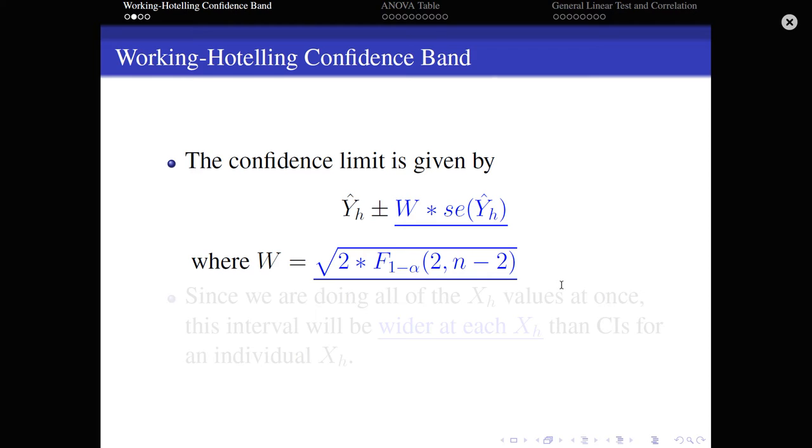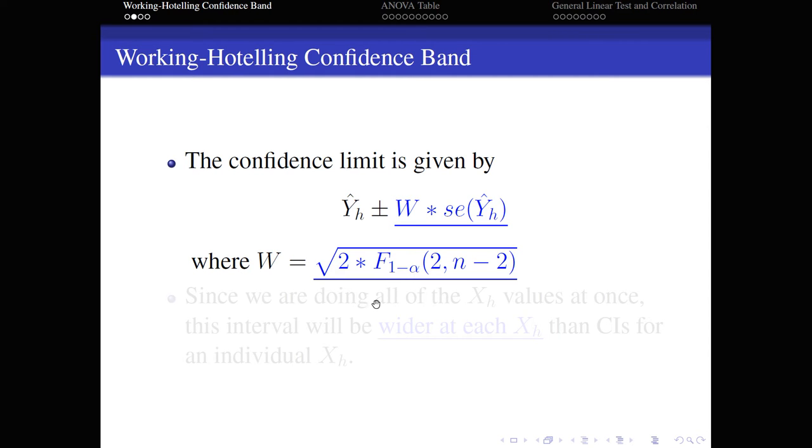So this may or may not be your first exposure to the F distribution. I think you've probably seen it before in previous classes when you've discussed ANOVA. But in the F distribution, we have 2 sets of degrees of freedom. So 2 is going to be the first degrees of freedom, and n minus 2 is going to be the second degrees of freedom. And then we still have that alpha value that we look at to determine the level of statistical significance.